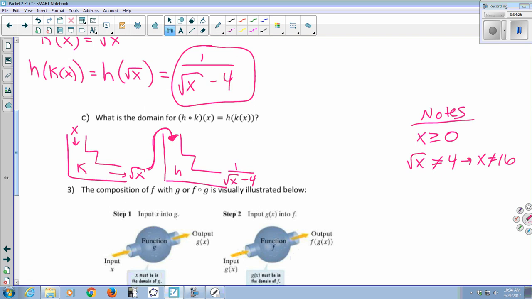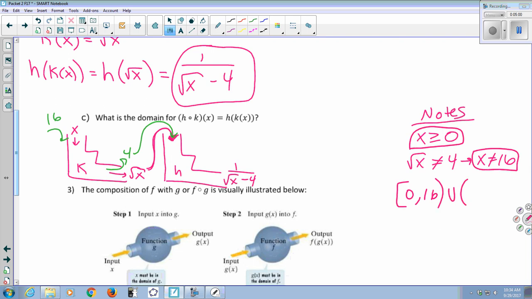Because if I feed an x of 16 into the k machine, right, if I put a 16 into k, then out would come a 4. And then if I put a 4 into the h machine, h is 1 over x minus 4, and that would break the h machine. So I have to make sure that I don't put a 4 into h, which means I can't put a 16 into k. So to synthesize my notes here, x has to be bigger than or equal to 0, but not 16. So I would do 0 to 16, union 16 to infinity as my domain.